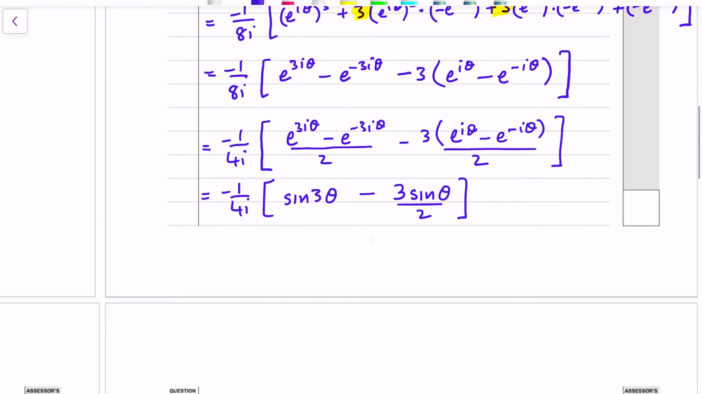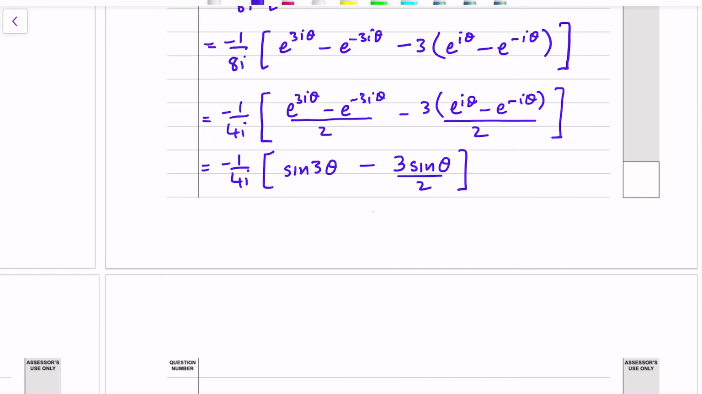And it looks like we're wrong here, but we've got that i in the denominator at the start of the expression. So if we want to deal with that, we can times by i over i, and that will get rid of the i in the denominator.